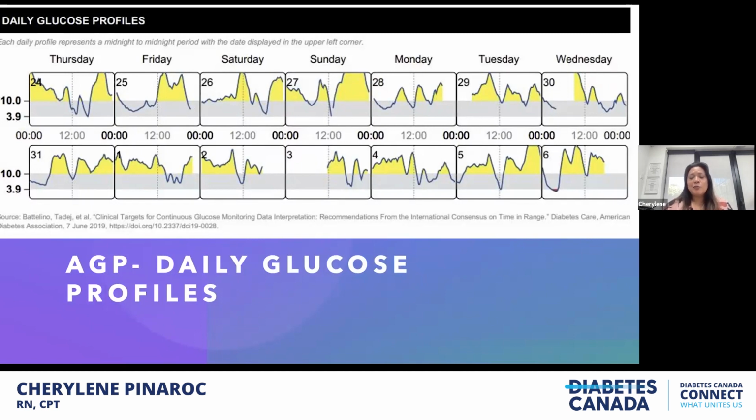This is one of the best features of having all these reports now, that you can safely look at your data and figure out what's happening with you throughout the day to make important treatment decisions for yourself.